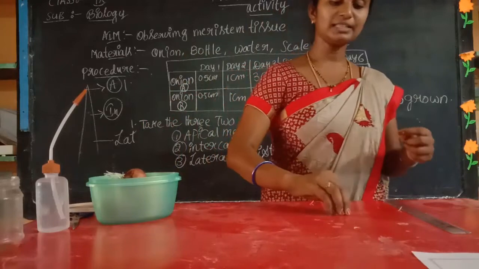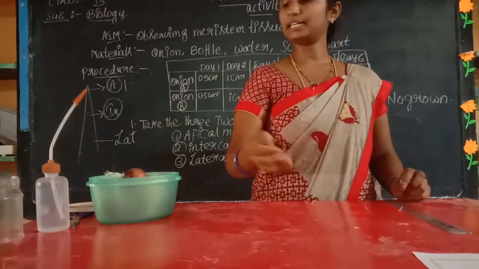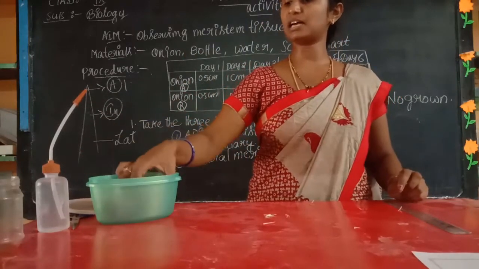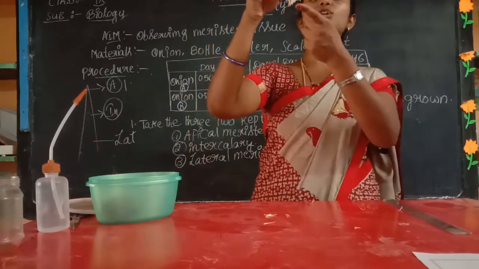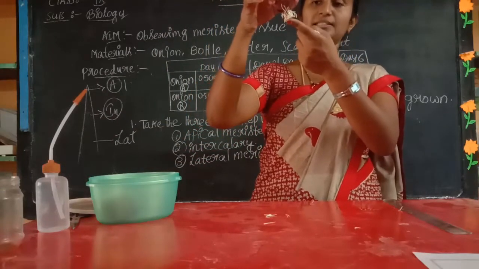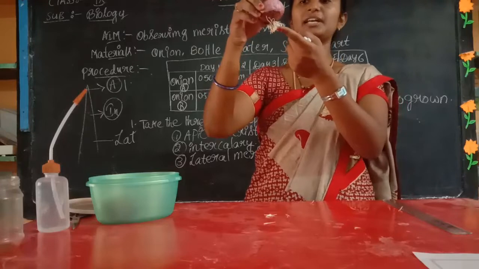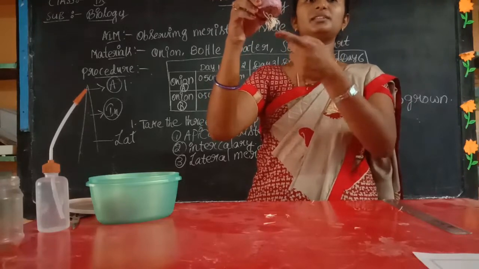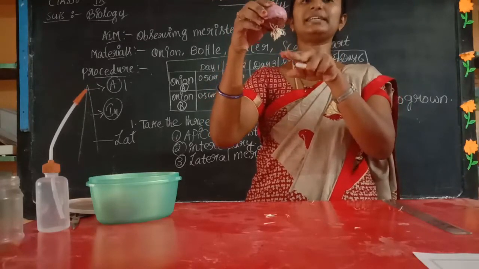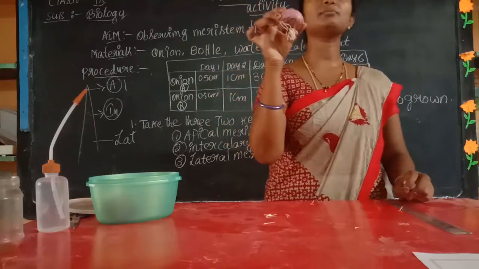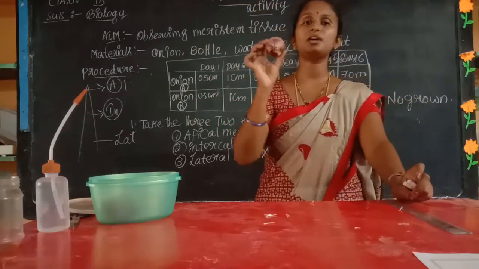And when we cut these meristems, we cut the meristems from the onion, no? The growth will be stopped here, and the cells cannot divide. Why? Because we cut them, and it will take so much time to grow as a normal onion.